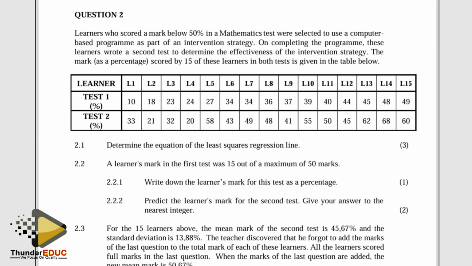Question number 2, this is now the bivariate that talks about 2 pieces of data. Learners who scored a mark below 15 in a maths test were selected to use a computer-based program as part of an intervention.